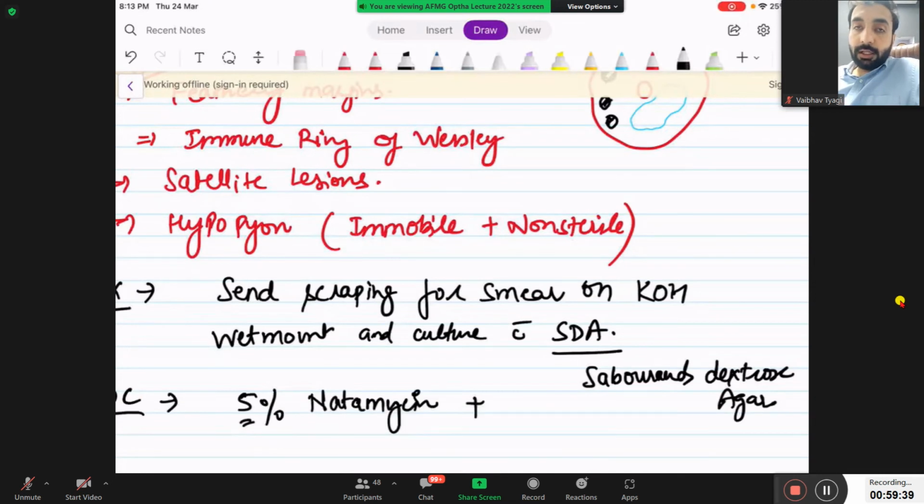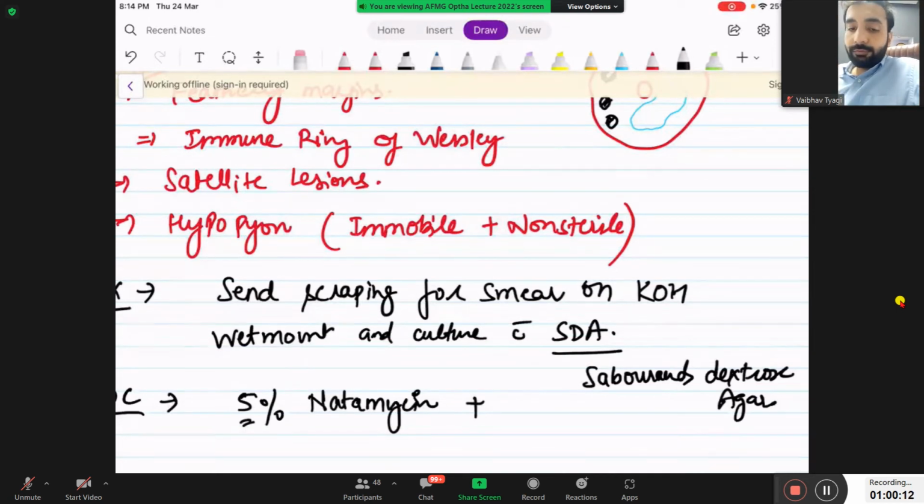Symptoms will be the same. See, ulcers will have the same symptoms. There will be sudden painful loss of vision. There will be watering. There will be redness. It will be the same. Pain severity will differ in bacterial, in viral, in fungal. So the severity of the pain will differ. Rest, all the symptoms will be the same. There will be sudden painful loss of vision with redness, watering, foreign body sensation. So those symptoms are the same. Clear?